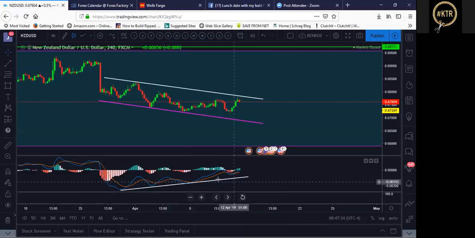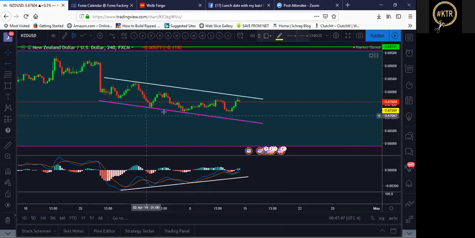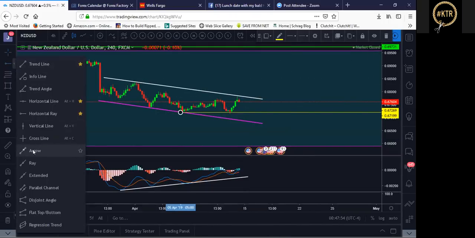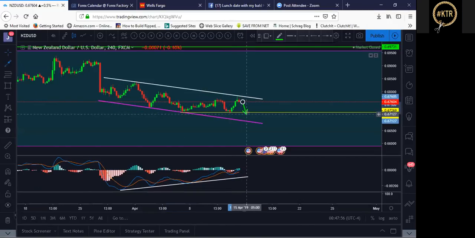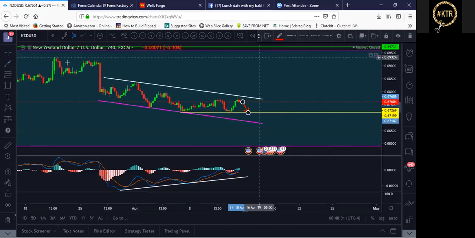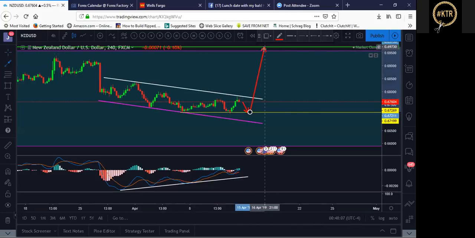So here's the divergence. Here you see momentum is going up, price is coming down. I see probably maybe one more little drop to about right here-ish. I see it hitting here. Again, that's just my opinion. And I see it going all the way back up here. That's what I see.